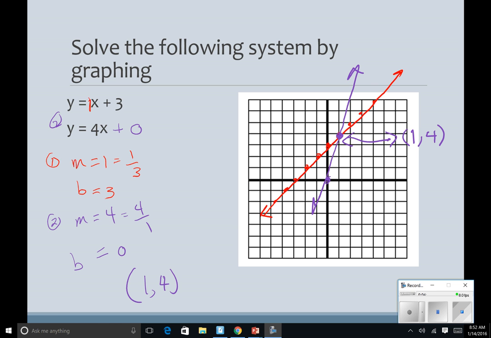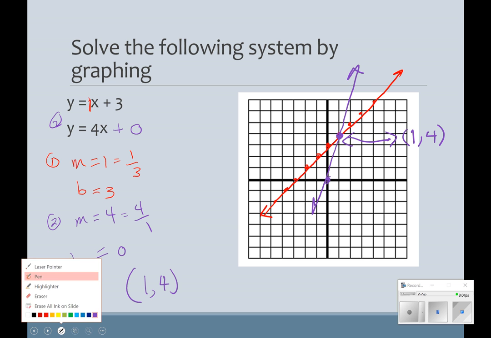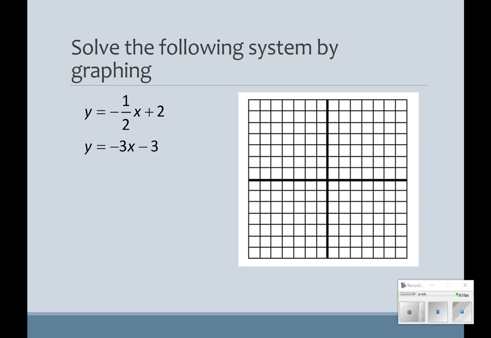All right, next example. In equation 1, my slope is -1/2. My y-intercept is 2, or (0, 2). So I'm going to go up to the 2. I'm going to go down 1 and to the right 2. So my line falls. And here is that graph. It's hard to draw a straight line sometimes.